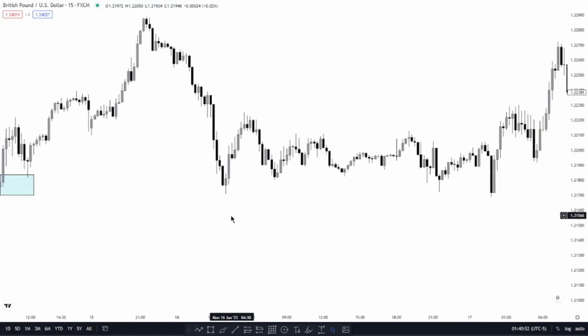Now take a look at this one too. Take a look at this. This also, can you see it? It swept liquidity here.